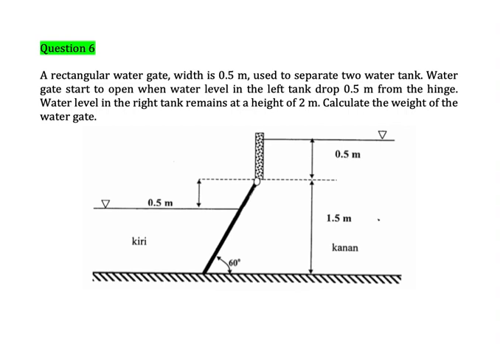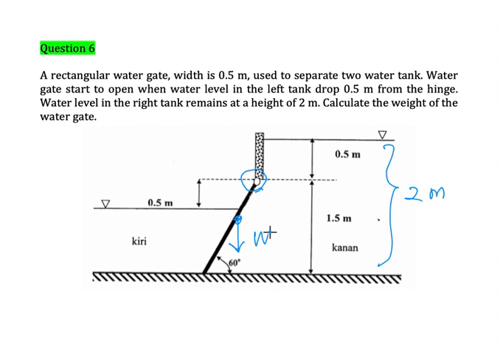Tutorial question 6. A rectangular water gate, width 0.5 meter, is used to separate two water tanks. The water gate starts to open when the water level in the left tank drops to 0.5 meter from the hinge. So this is the hinge. The water level in the right tank remains at a height of 2 meters. Calculate the weight of the water gate. So this is the weight of the water gate.